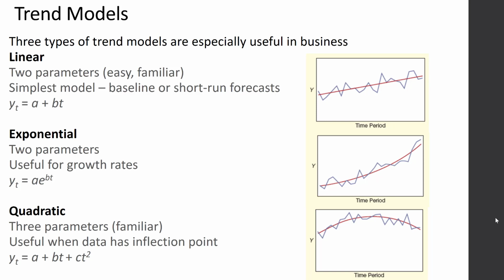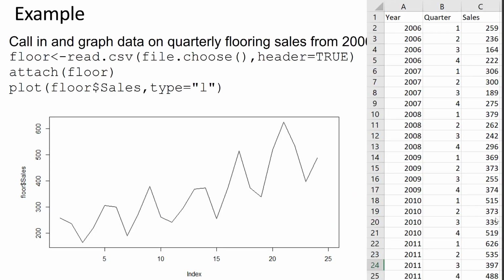It's y sub t equals a times e, that's a special number in math, to the b times t power. And then we've got the quadratic. So this is three parameters, and it's useful when data has an inflection point. So you've got your intercept a plus your b, that's your coefficient for your time variable, plus your c, which is your coefficient for your squared time variable.